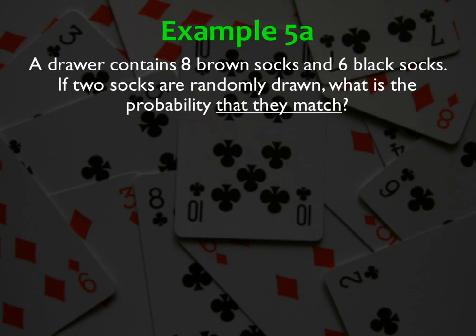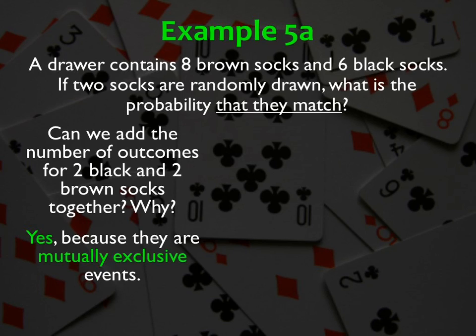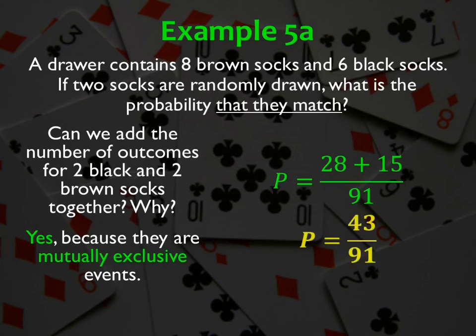All right, so we have 2 blacks or 2 browns. Can we add those number of outcomes together, and why? And the answer is yes, because they are mutually exclusive events. If events are mutually exclusive, you can add the outcomes together. That's what we learned in probability lesson 1. So we can add the ways to get black socks and the ways to get brown socks. Together, 28 plus 15 is 43 out of 91, because you cannot get both 2 black socks and 2 brown socks at the same time. So the answer to 5A is 43 out of 91.